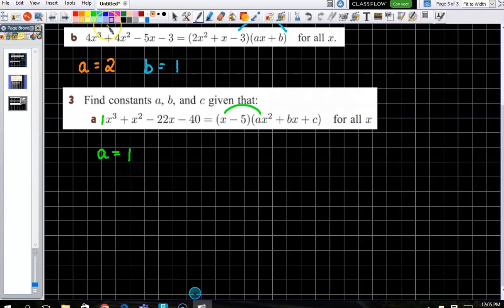Looking at C, right, don't do it in alphabetical order, go straight to C. Minus 5 times C has to equal minus 40. If you really want to write that down, go for it. So minus 5C has to equal minus 40. Agreed? So therefore C has to be 8.